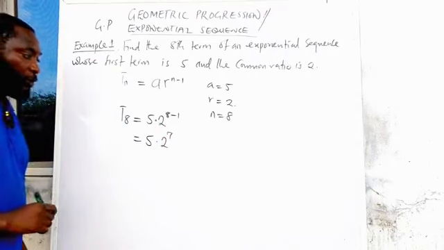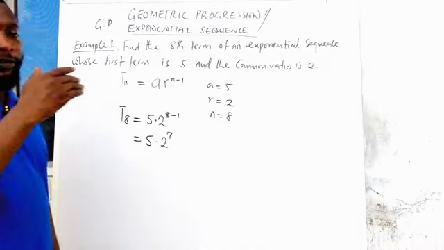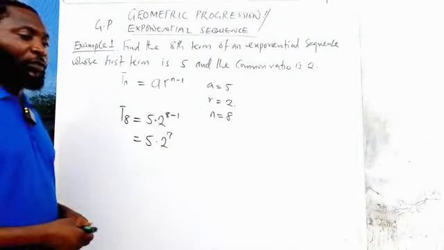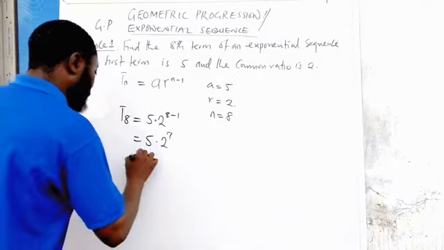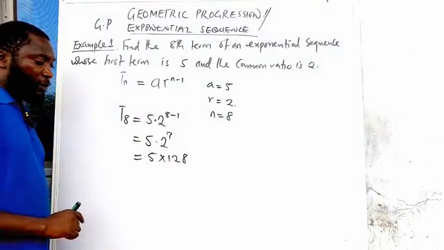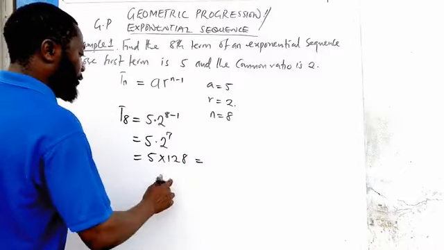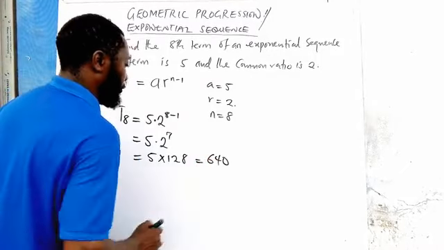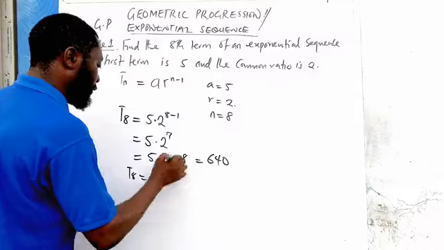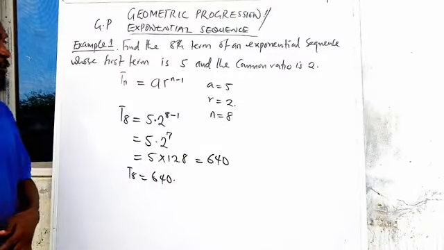2 raised to the power of 7, that is 128. 2 raised to the power of 5, 32. 2 raised to the power of 6, 64. 2 raised to the power of 7, 128. So that will be 5 multiplied by 128, that is 640. So our T8 equals 640. And that is the solution to this problem.